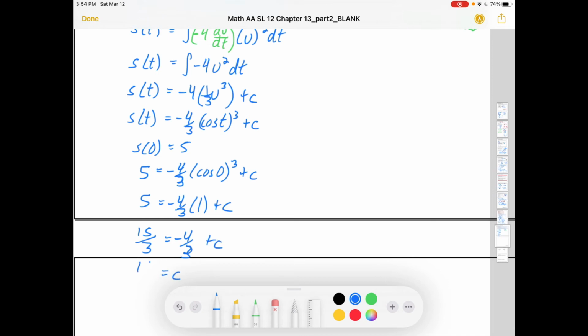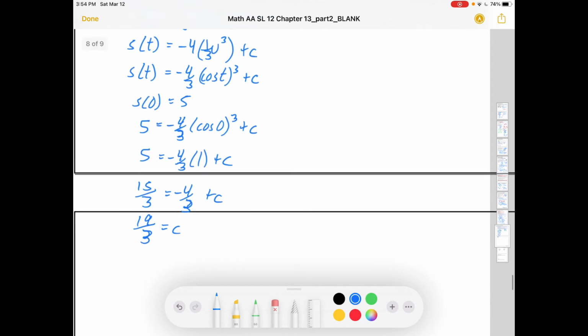And this is a fairly involved problem. We have to figure out what c is. And then finally at the end we can say, all right, so the position function is negative 4/3 cos cubed of t plus 19/3. Now, if it were me at this point, I would check that.